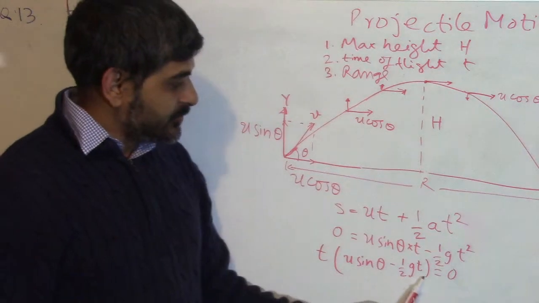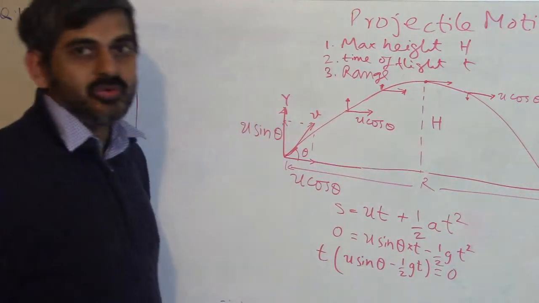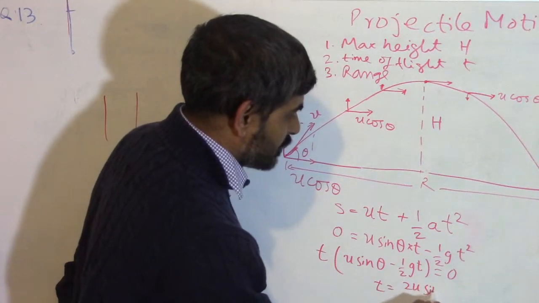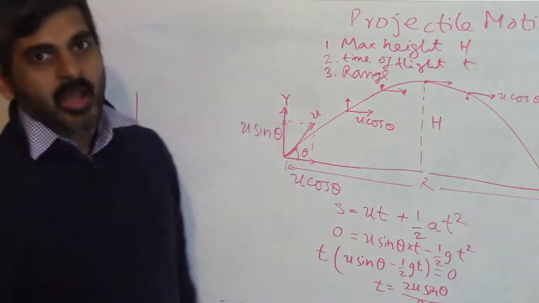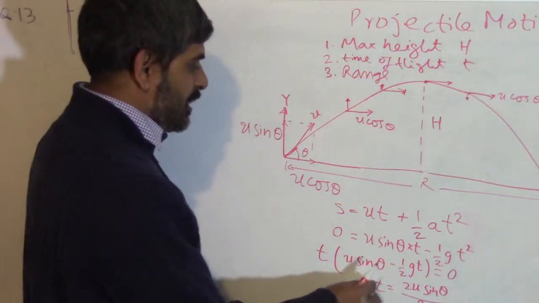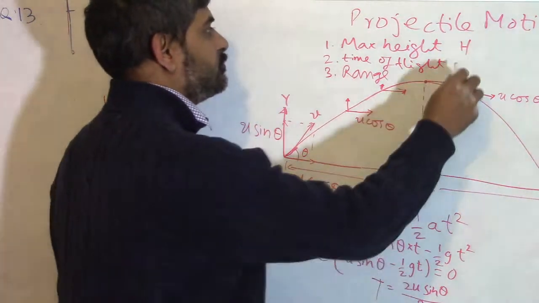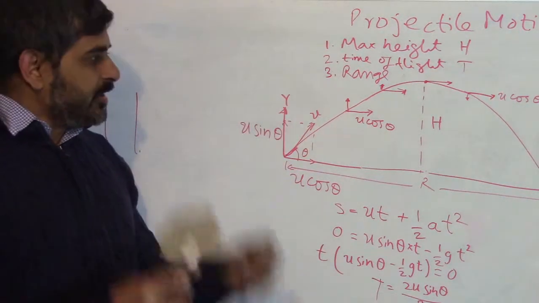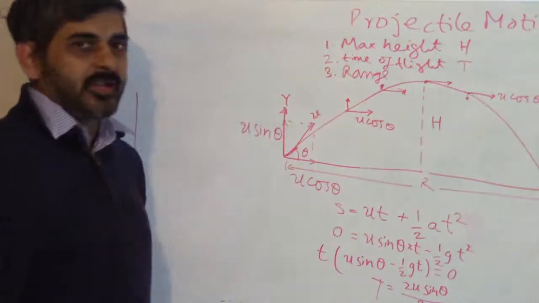But there is another condition where this thing becomes 0, and that happens when half g t is equal to u sine theta, or t is equal to 2u sine theta divided by g. And what is this? This is our time of flight. Instead of t, let us write capital T to denote time of flight. So we have solved these two problems with a very simple principle of resolving the horizontal and the vertical components.